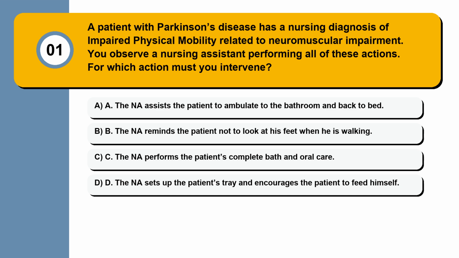Question 1. A patient with Parkinson's disease has a nursing diagnosis of impaired physical mobility related to neuromuscular impairment. You observe a nursing assistant performing all of these actions. For which action must you intervene? A. The NA assists the patient to ambulate to the bathroom and back to bed. B. The NA reminds the patient not to look at his feet when he is walking. C. The NA performs the patient's complete bath and oral care. D. The NA sets up the patient's tray and encourages the patient to feed himself.